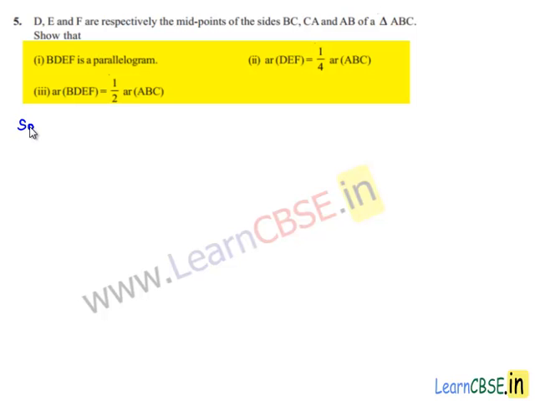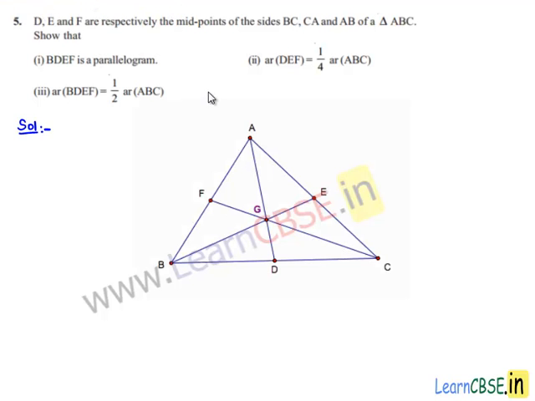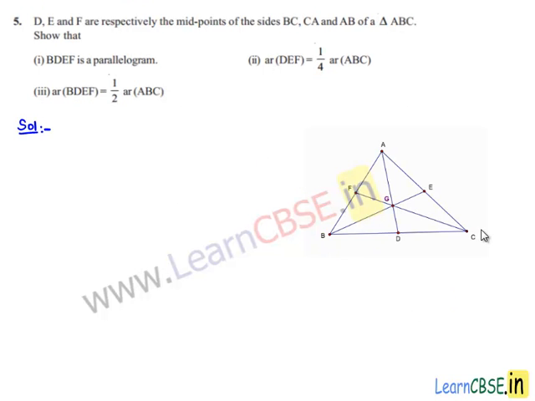Now moving on to the solution. Let us consider a triangle with D, E, F as the midpoints of sides BC, CA and AB. Now by joining them to the opposite vertices, we get medians, and the point of intersection of medians is known as the centroid. So this is the figure in which AB, BC, CA are sides of triangle ABC, and E is the midpoint of AC, D is the midpoint of BC, and F is the midpoint of AB.